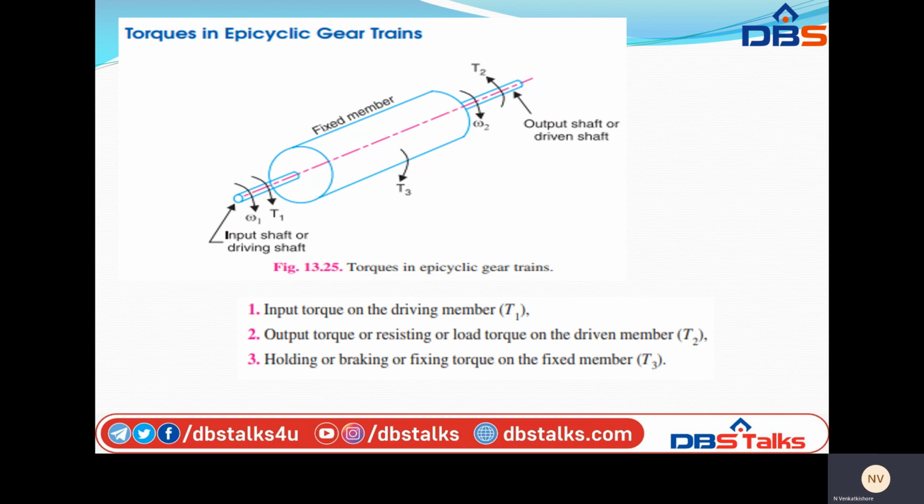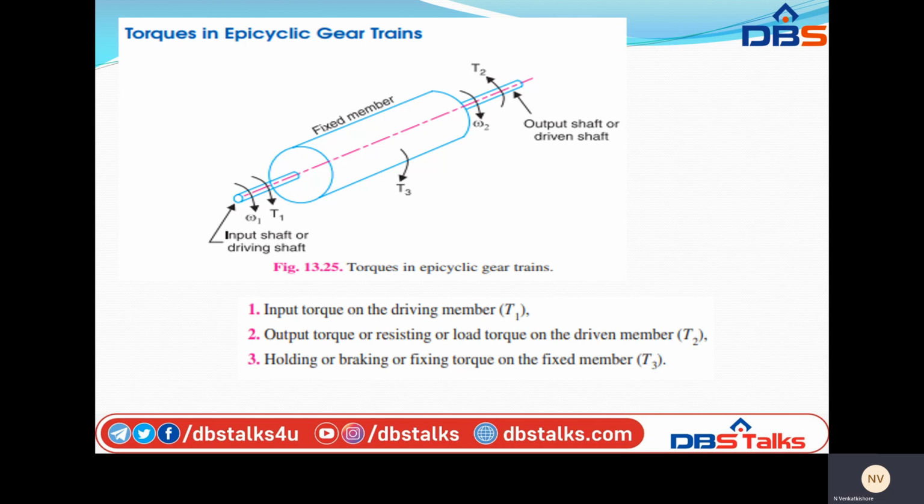Three externally applied torques. It is the input torque on the driving member, that is T1, the output torque on the driven member, that is T2, and the fixed torque, that is the holding or fixing torque on the fixed member, that is T3. So the net torque applied on the gear train must be 0. So T1 plus T2 plus T3 is equal to 0.